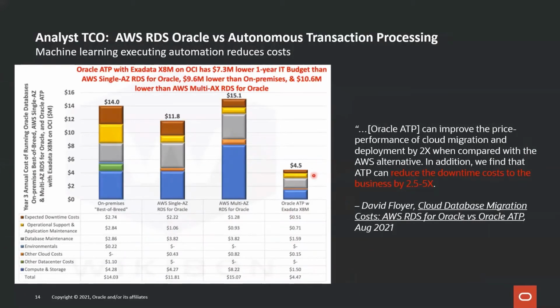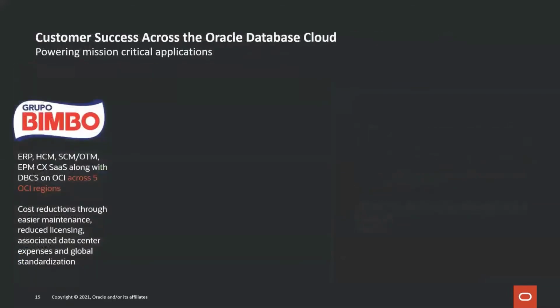In particular, notice this red slice, how much smaller it is. That's for outage. The cost of outages with autonomous, those costs are reduced between 2.5 and 5 times. These gray slices across all these, those are database maintenance costs that are also significantly lowered with the autonomous database. And it's not just the analysts who see these advantages.